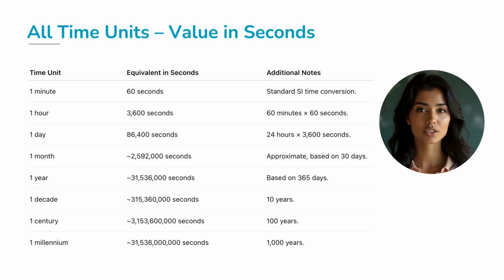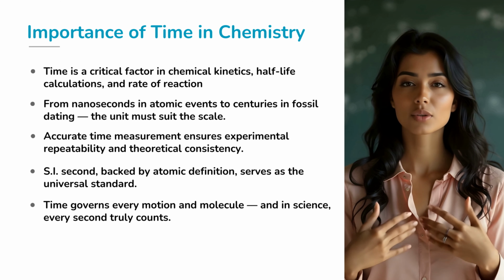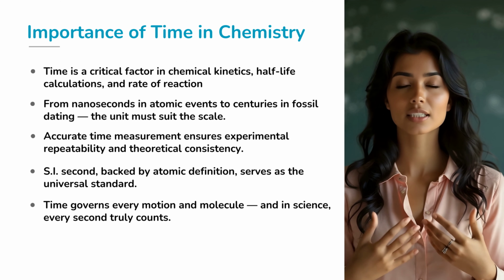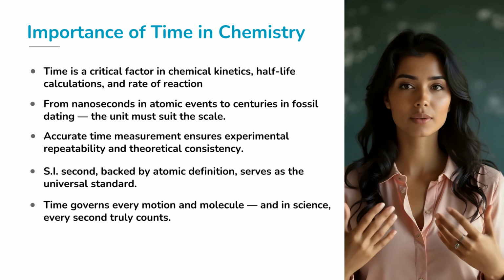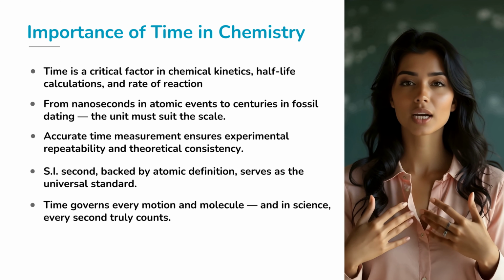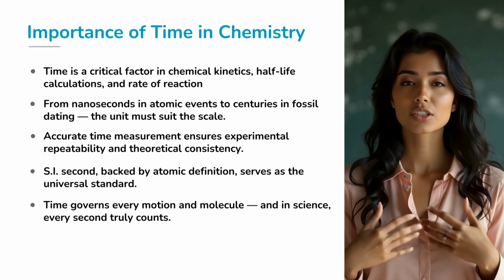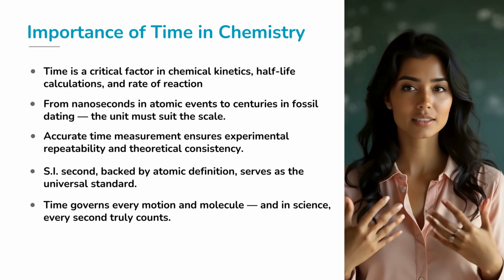These conversions aren't just mathematical, they're essential for chemistry. Whether you're converting half-lives, balancing reaction durations, or programming time-sensitive instruments, knowing the second equivalent keeps your calculations accurate and meaningful. Time, though invisible, controls everything in chemistry, from the rate at which a reaction proceeds to the half-life of a radioactive isotope. Some processes unfold in microseconds, while others, like corrosion or radioactive decay, stretch over years and even centuries. The key is to use the right unit for the scale of the process.